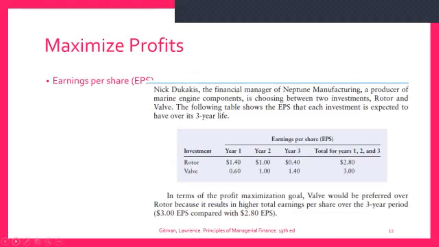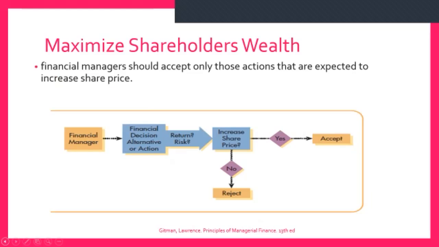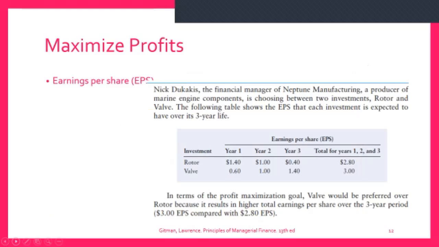The next goal of the firm is to maximize profit. So the first thing was to maximize the shareholders' wealth, which is that stock price. You want that stock price to improve or increase year after year. Now, profit comes after all the expenses have been deducted from the revenue. This profit is what is shared as dividends.